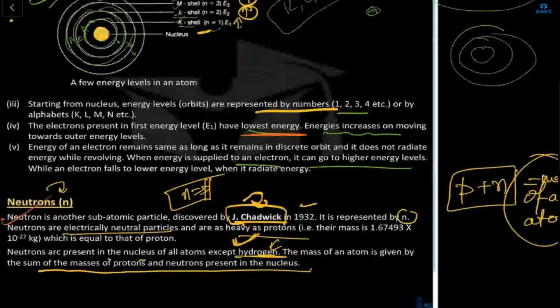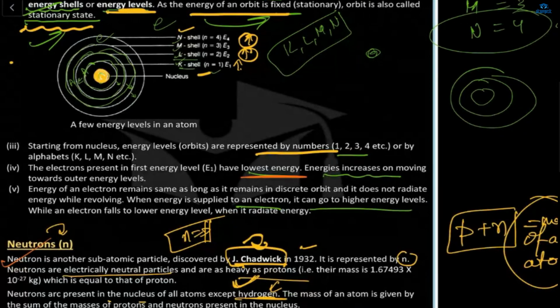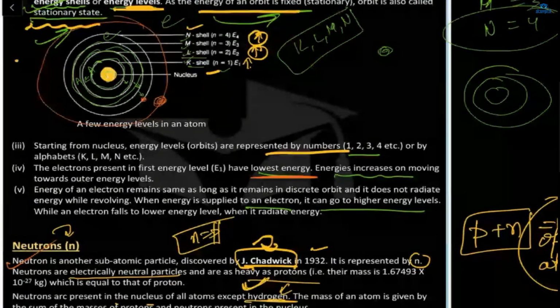Ma'am, when we move away from the nucleus, orbit to orbit, each orbit has some amount of energy, and they are greater than the previous one. Yes, the outer one is greater than the inner one. If, let's say, here is one more orbit, this will have the highest energy as compared to this one also. Okay. So as you move further from the nucleus, your energy will increase.